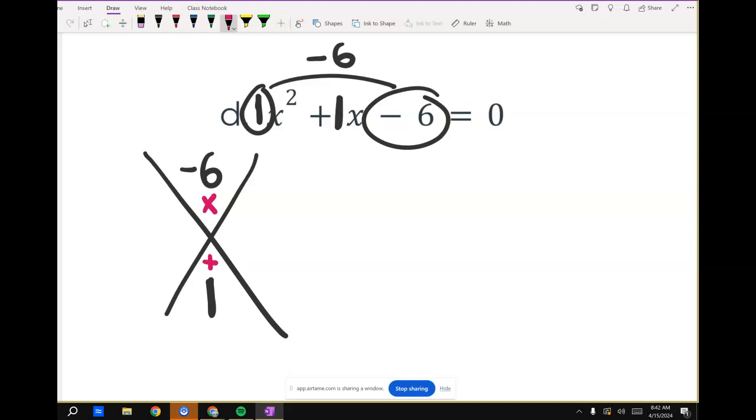So factors of 6 that have a difference of 1, well, the only would be 3 and 2. If we have a negative on the top, a positive on the bottom, the bigger number of the 2 has to be the positive one. So 3 is positive, 2 is negative. So we take positive 3 and minus.